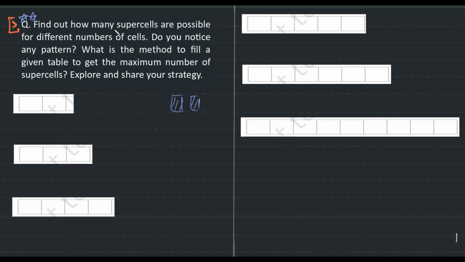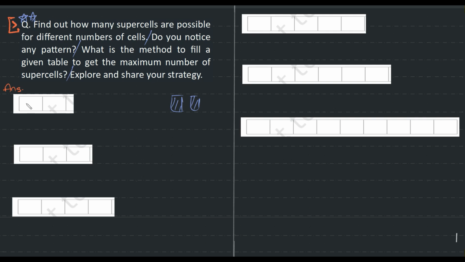Okay, find out how many supercells are possible for different numbers of cells. Do you notice any pattern? What is the method to fill a given table to get the maximum number of supercells? Explore and share your strategy. So herein I've given you guys the clue that we'll start off with 2, then move on to 3 cells, 4 cells, so on and so forth. I had space for only this, but it's left to you guys to extend this.